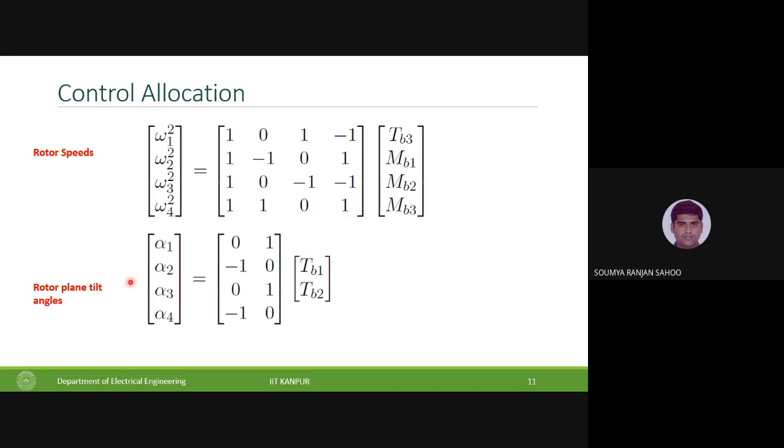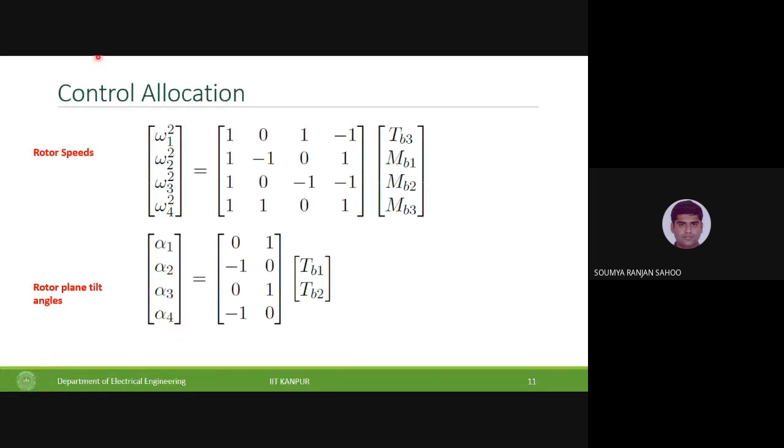Okay, now the rotor plane tilt angles are controlled by the forces that you need to have motions in X and Y. So that is why you have two forces here. And this allocation is written in such a way that they assume that the diagonally opposite rotor angles are coupled. So they are going to be the same. So if you see here, alpha 1 and alpha 3 are going to be the same, and alpha 2 and alpha 4 are also going to be the same.